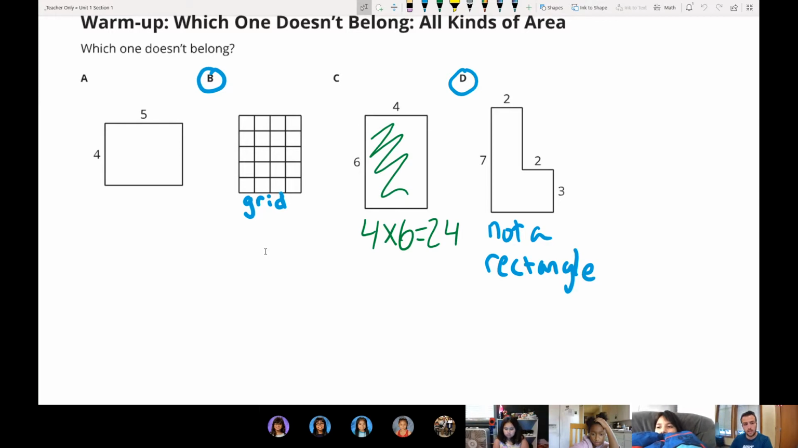Ultimately, what Malia just did was take the columns of 4, the rows of 6, multiply them together, and got her area. All right, so good job, Malia. We can apply that to C, to B, and to A. But what about to D? How do we figure out D? We kind of talked about this yesterday. What's up with D?